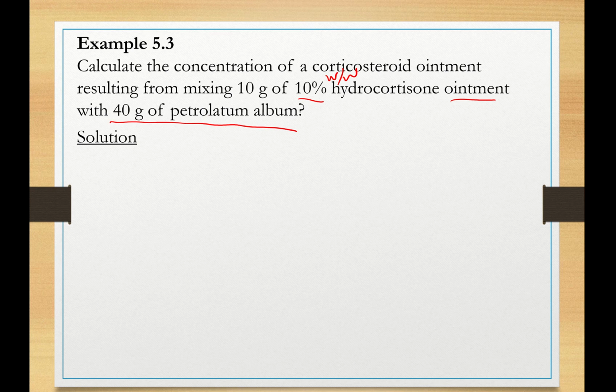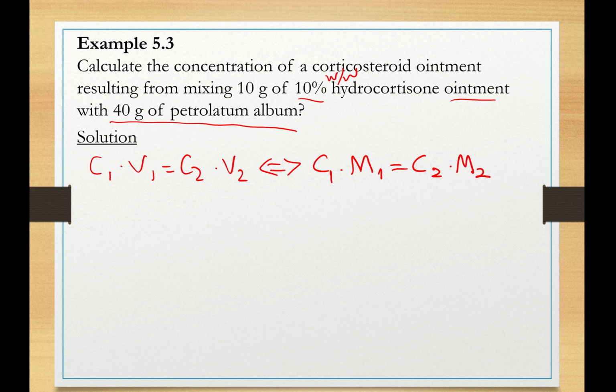So essentially, we perform dilution of an ointment here by adding more of the base, which is the Vaseline or petrolatum album. Now, we can use the same equation, C1V1 equals C2V2, but because here we have an ointment which is solid, we can rewrite this as C1 M1 equals C2 M2. Now these capital M's are the amount or the mass of the ointment, not of the drug. So now we can solve for C2, that's C1 times M1 over M2.